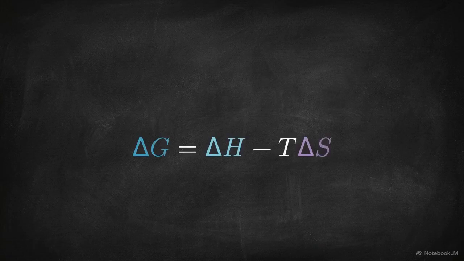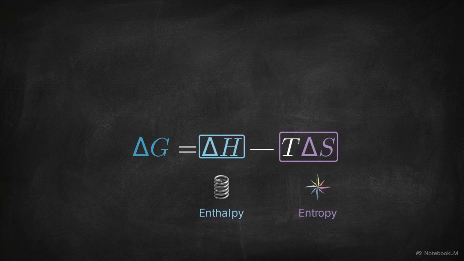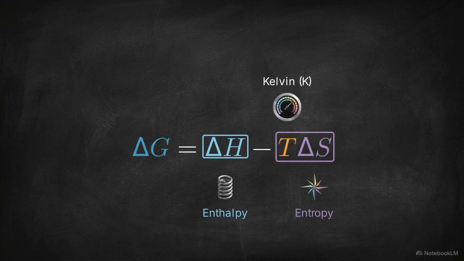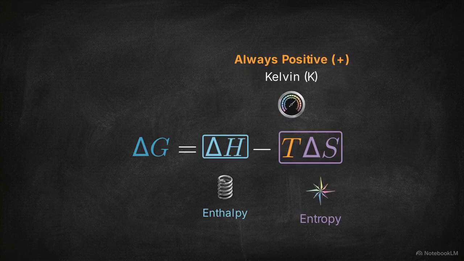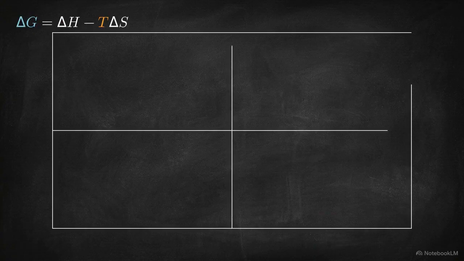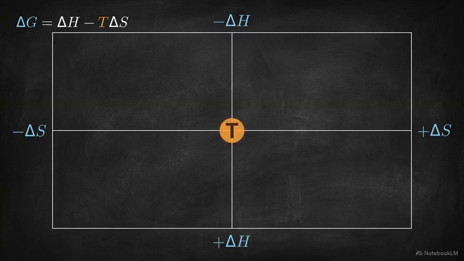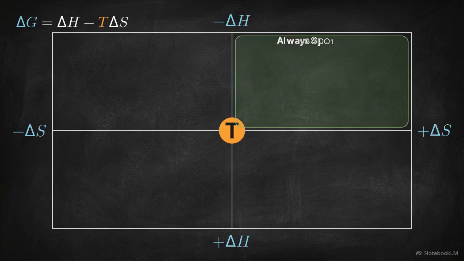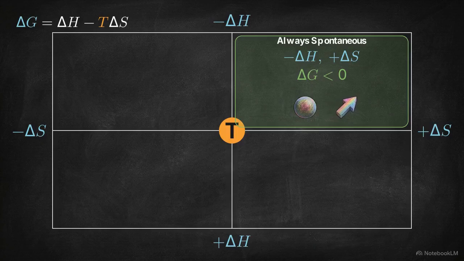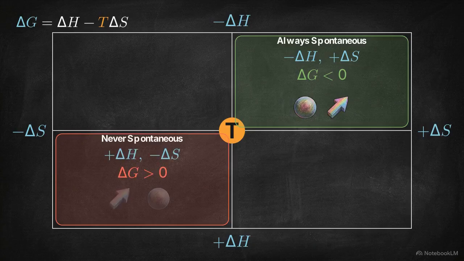We can now return to the full Gibbs free energy equation to analyze how the competing forces of enthalpy and entropy interact. Because temperature is measured in Kelvin, it operates as an absolute value and is always positive. This grid maps out the consequences. With temperature always positive, the final sign of delta G is dictated by the independent signs of enthalpy and entropy. In the first quadrant, a reaction releases energy, a negative delta H, and disperses energy, a positive delta S. This reaction is spontaneous at all possible temperatures. Conversely, if a reaction hoards energy and concentrates it, it is never spontaneous. The resulting delta G will remain positive regardless of temperature.